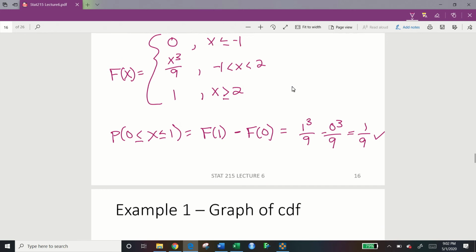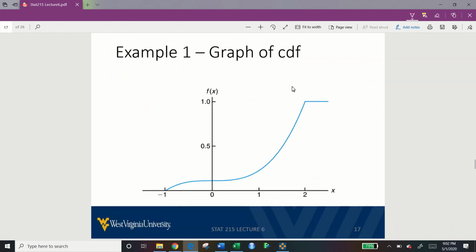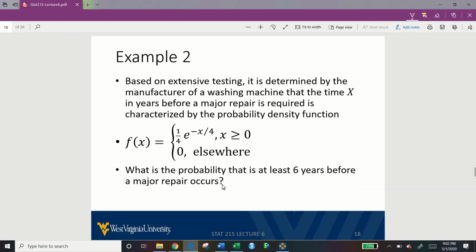Now that we've finished off our first example, whoops, not quite finished, let's do a quick graph of it. So, graphing our CDF, when we are less than -1, we're at 0. Greater than 2, it's at 1. In other words, otherwise, we have our graph of x cubed over 9. Pretty simple. Now, we can actually take a look at our example 2.